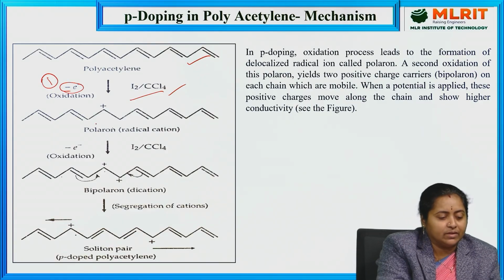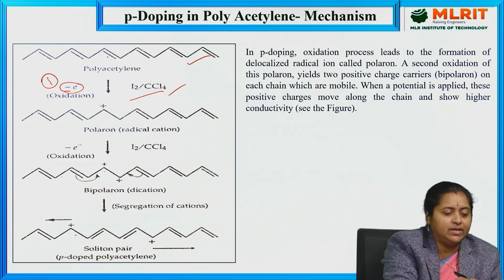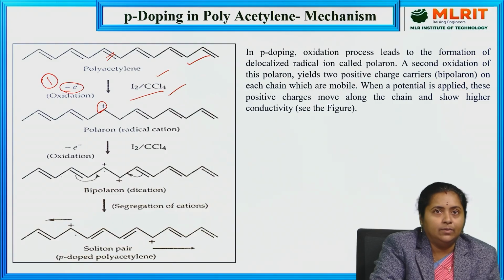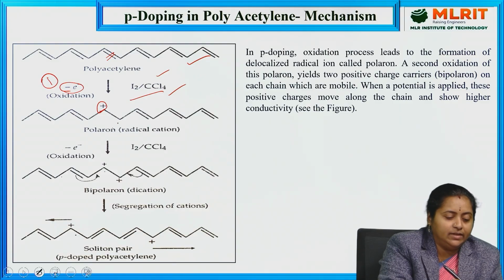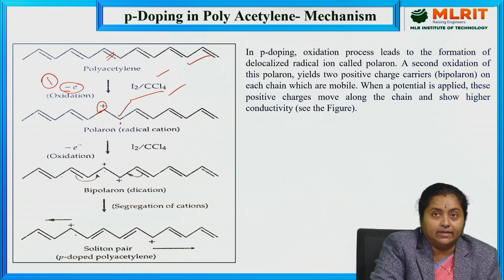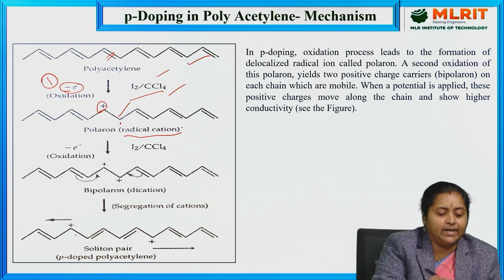As it is able to release one electron, if you notice, initially it has a double bond here. That bond is able to break because of this Lewis acid. First one electron it is able to release. So this carbon acquires a positive charge. And then here one dot we need to mention. That means this carbon has one free radical. That's why it is named a radical cation, or we will call it a polaron.